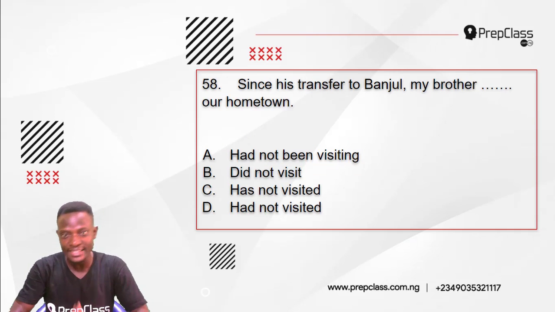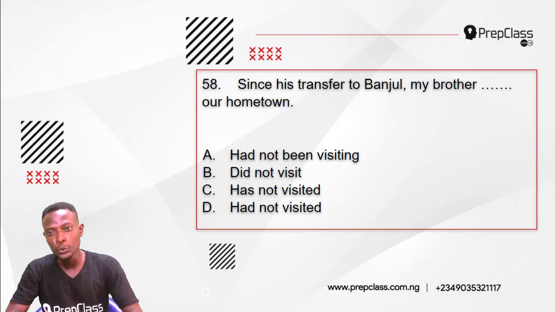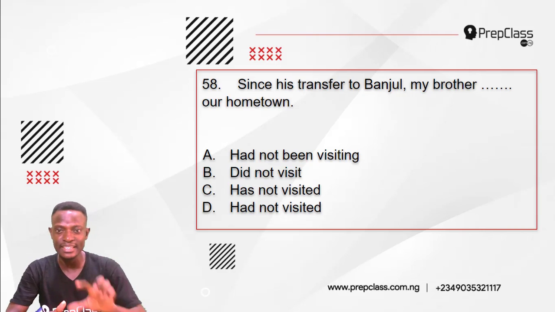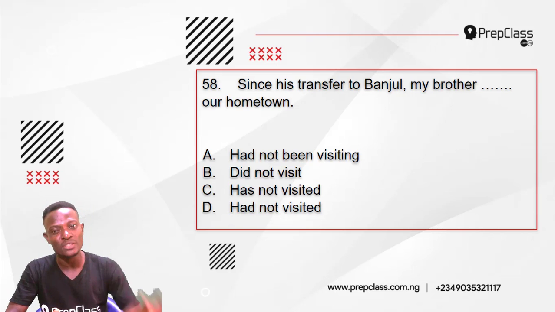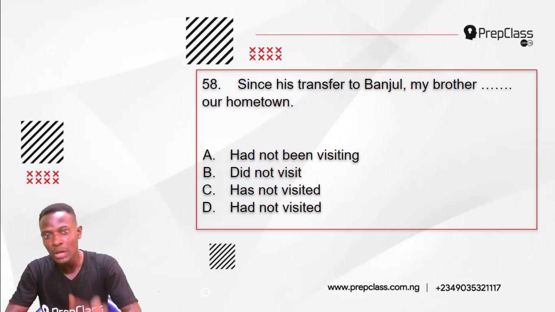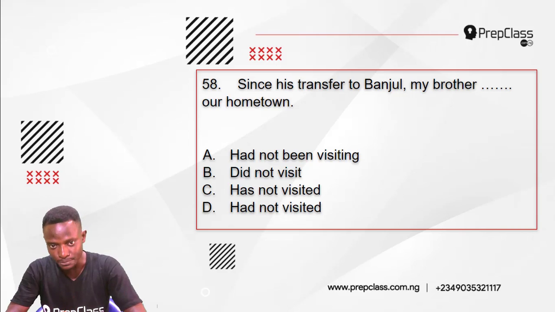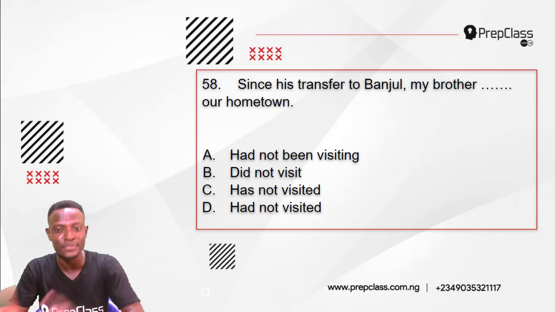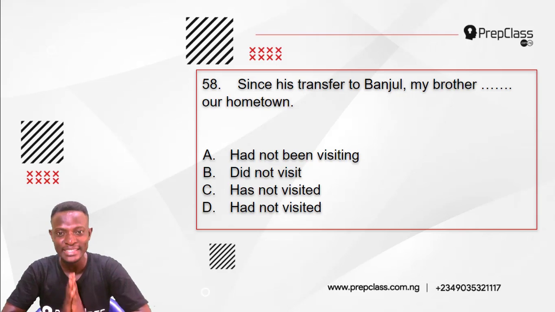Moving on, question 58. Since it's transferred to Banjul, my brother dash our hometown. A. Since it's transferred to Banjul, my brother had not been visiting our hometown. B. Since it's transferred to Banjul, my brother did not visit our hometown. C. Since it's transferred to Banjul, my brother has not visited our hometown. D. Since it's transferred to Banjul, my brother had not visited our hometown. So, which of these options is the best to complete this sentence?